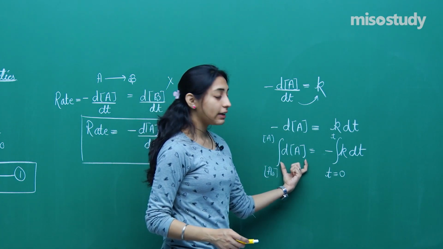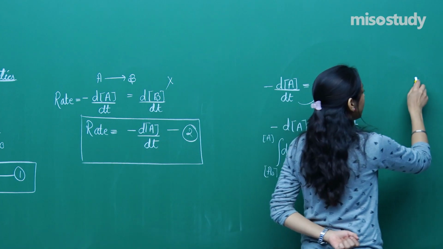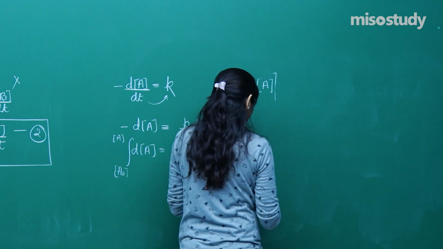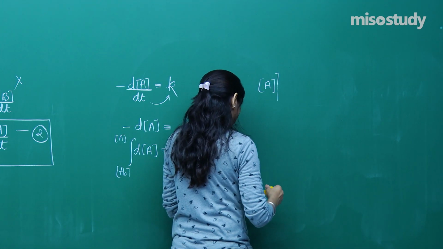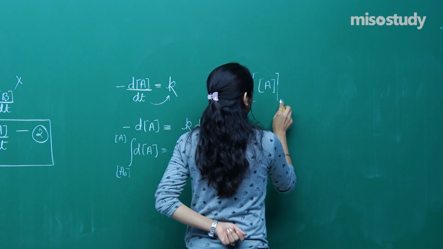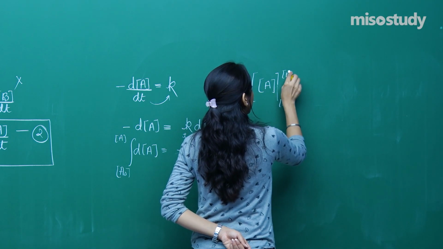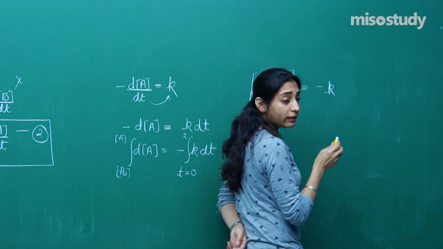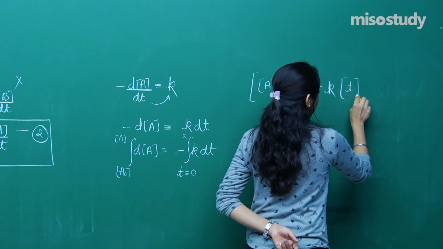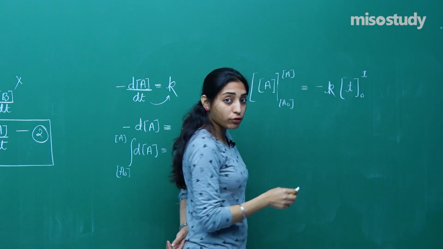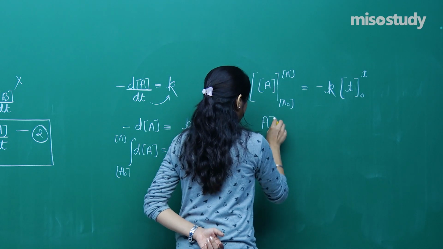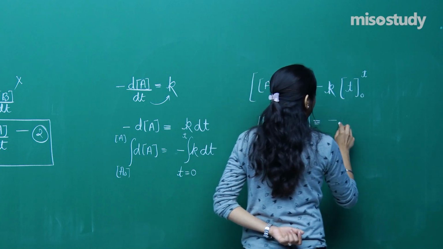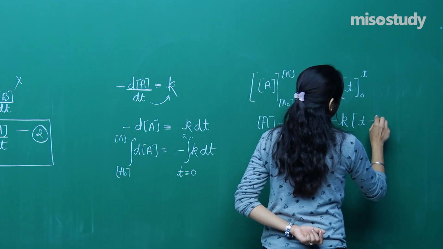Now see, what will be the integral of dA? The integral of dA will be A only, and put the values from A naught to A, and this will be minus K. What will be the integral of dt? It will be t only, so it will be 0 to t. Try to solve it out. So you will get A minus A naught is equal to minus K t minus 0.